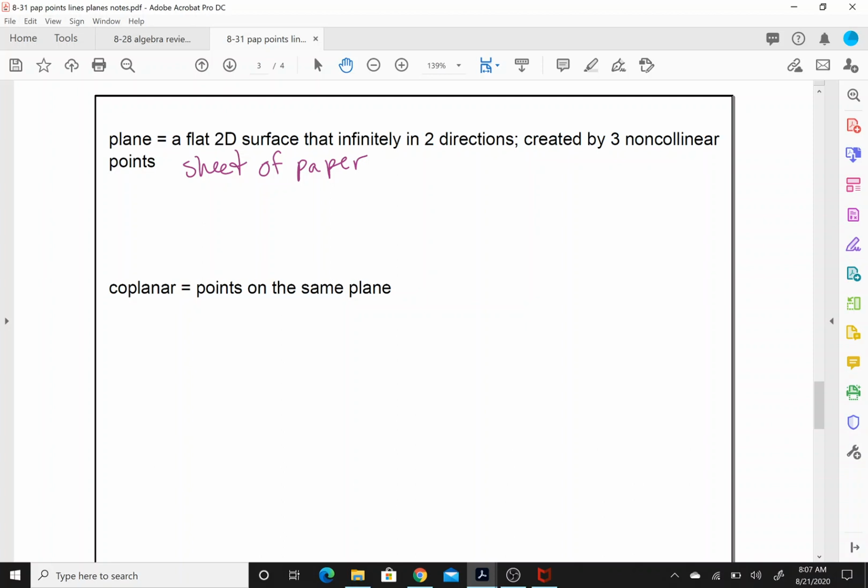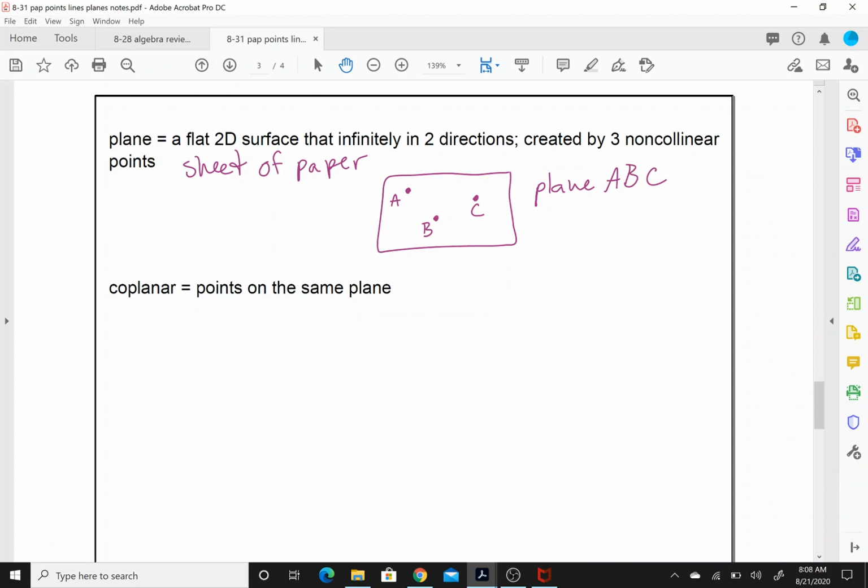Now, to name a plane, it says it's created by three non-collinear points. So y'all, all it is, here's my plane. I have to have 3 points on it that are not in a line. You can't be able to draw one line through those 3 points in order to name a plane. So point A, B, and C, this would be called plane ABC.